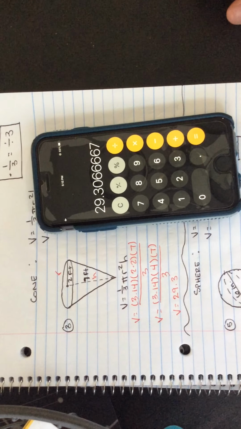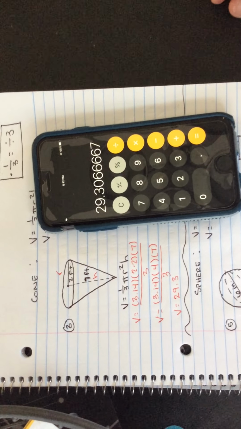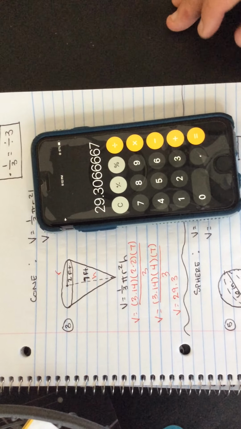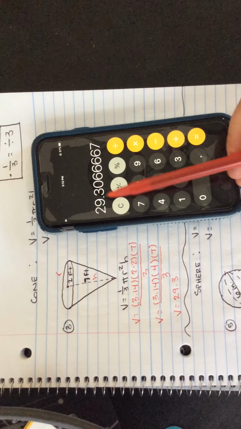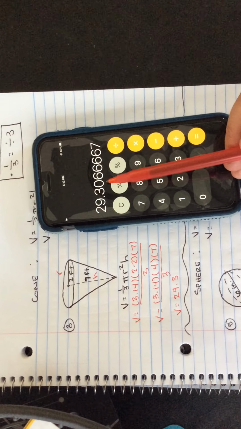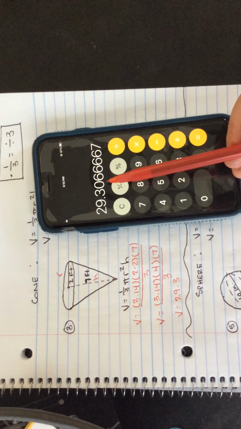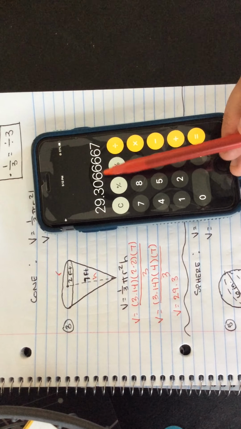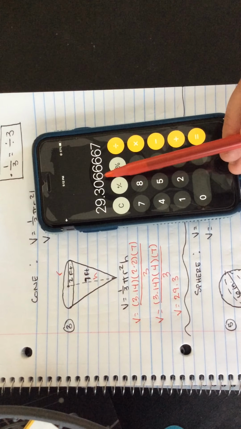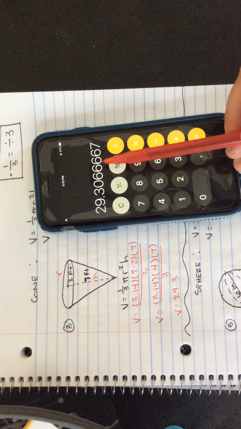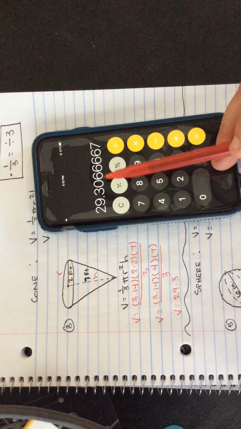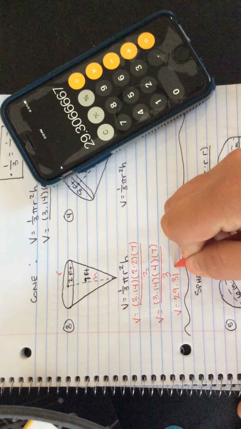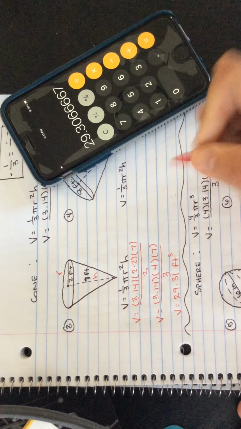29.3. Now, every time we round something this week, we're going to round it using 2 numbers after the decimal point, so to the nearest hundredth. So we keep the 3, then my second number is 0. So that's where I want to stop. But remember, you want to look at your third number. If it's 5 or higher, then you round your second number up 1. So because 6 is greater than 4, because it's 5 or more, we're going to change that 0 to a 1. So we're going to put 1, and then we're dealing with feet cubed.